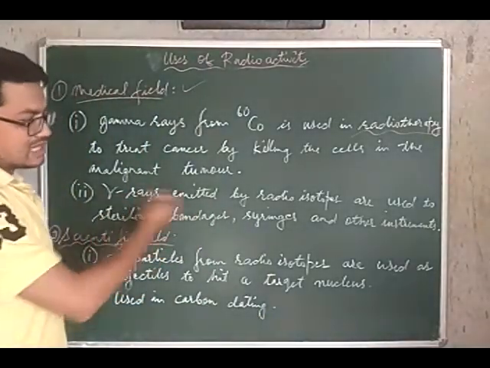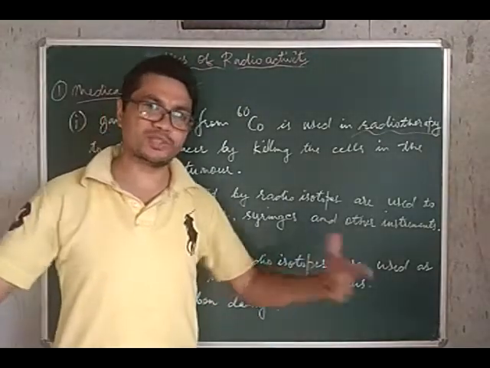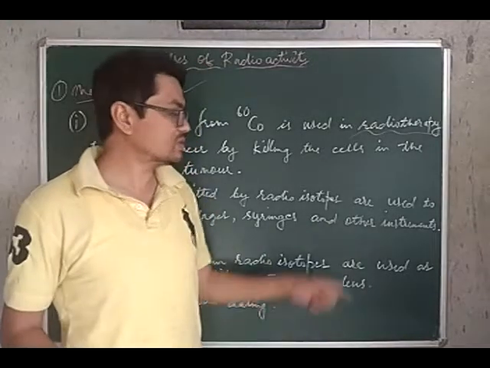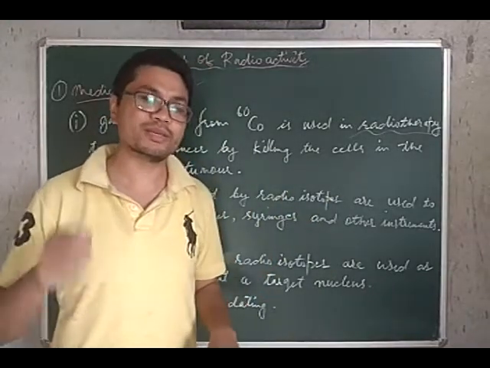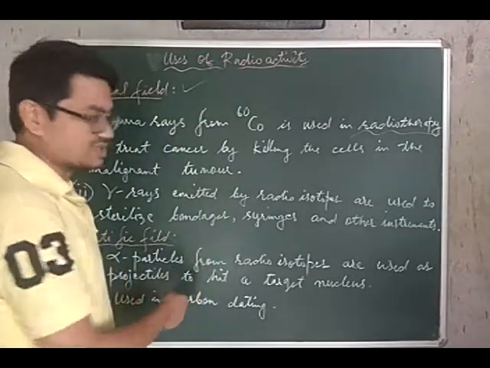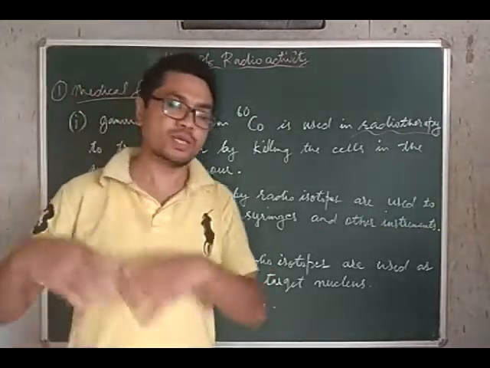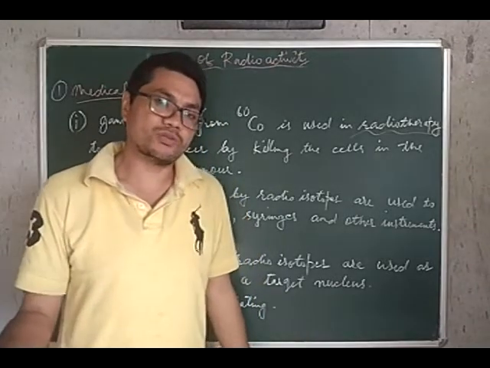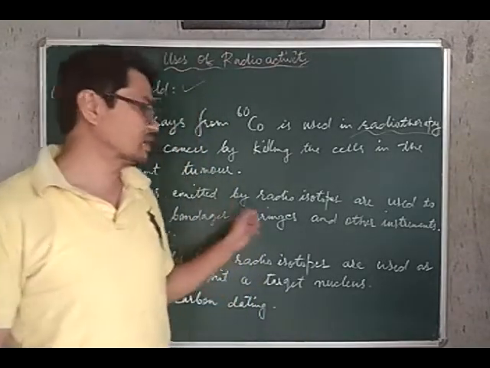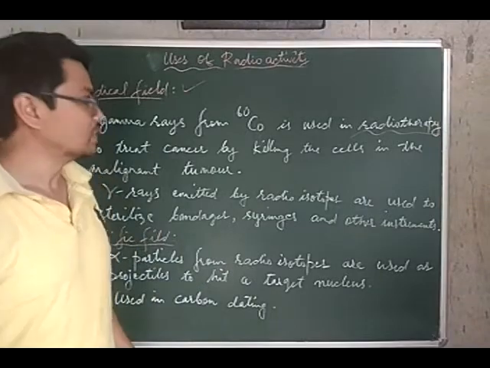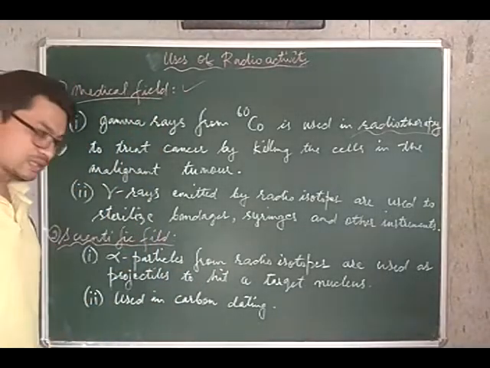And for other uses, gamma radiations from different radioisotopes are also used to sterilize instruments, basically medical instruments like syringes and bandages. If you want to sterilize other instruments also, of course, maybe in the lab you can use gamma radiations. So this is basically medical use.